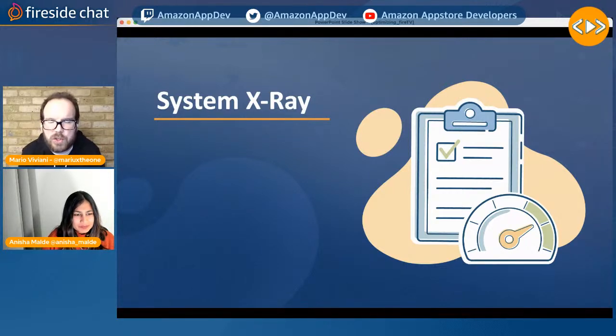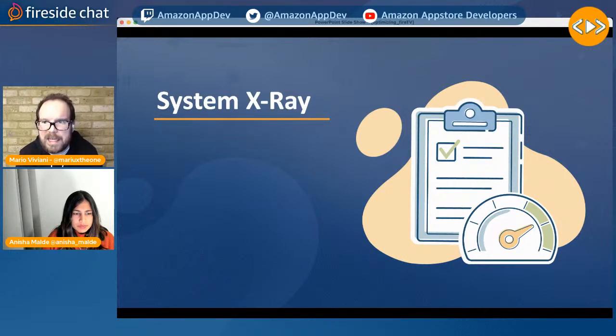So before we jump in and show you what it looks like, let me explain what it is. System X-Ray is a tool that helps internal and external developers identify application or system problems on Amazon Fire TV devices. So this is something that even we at Amazon use to troubleshoot applications when we're testing them.